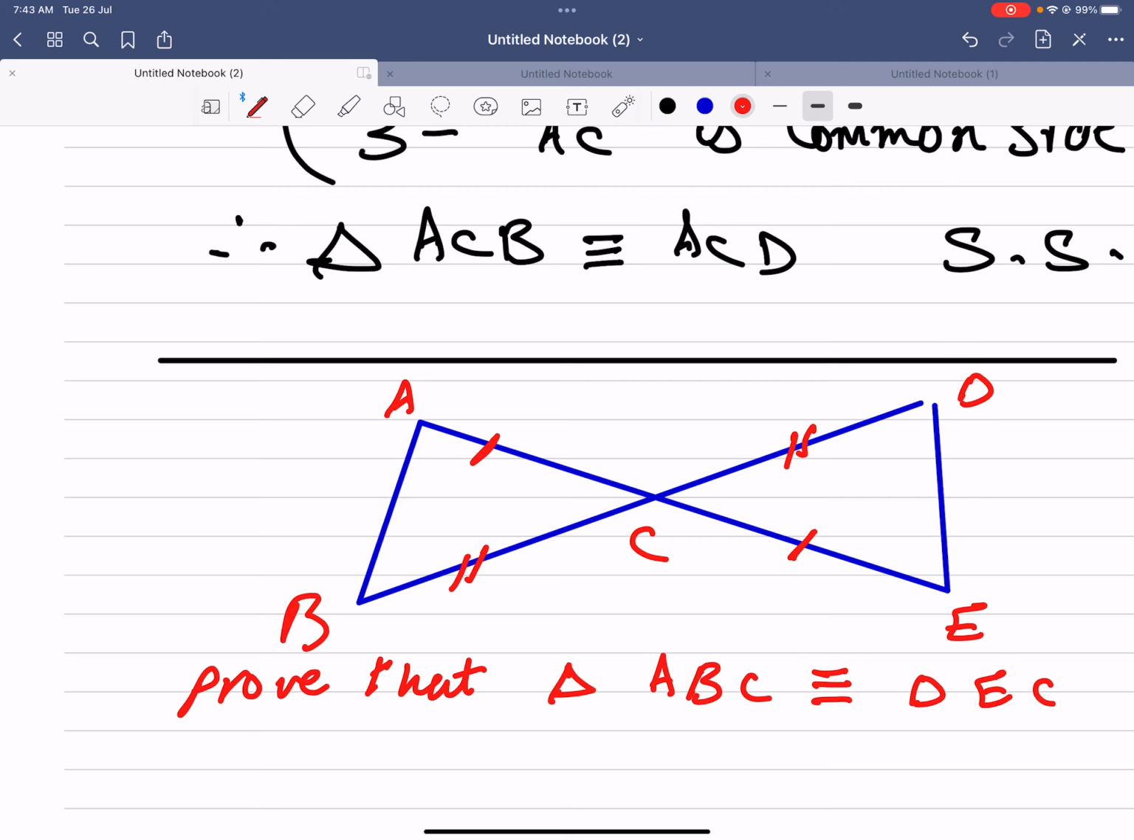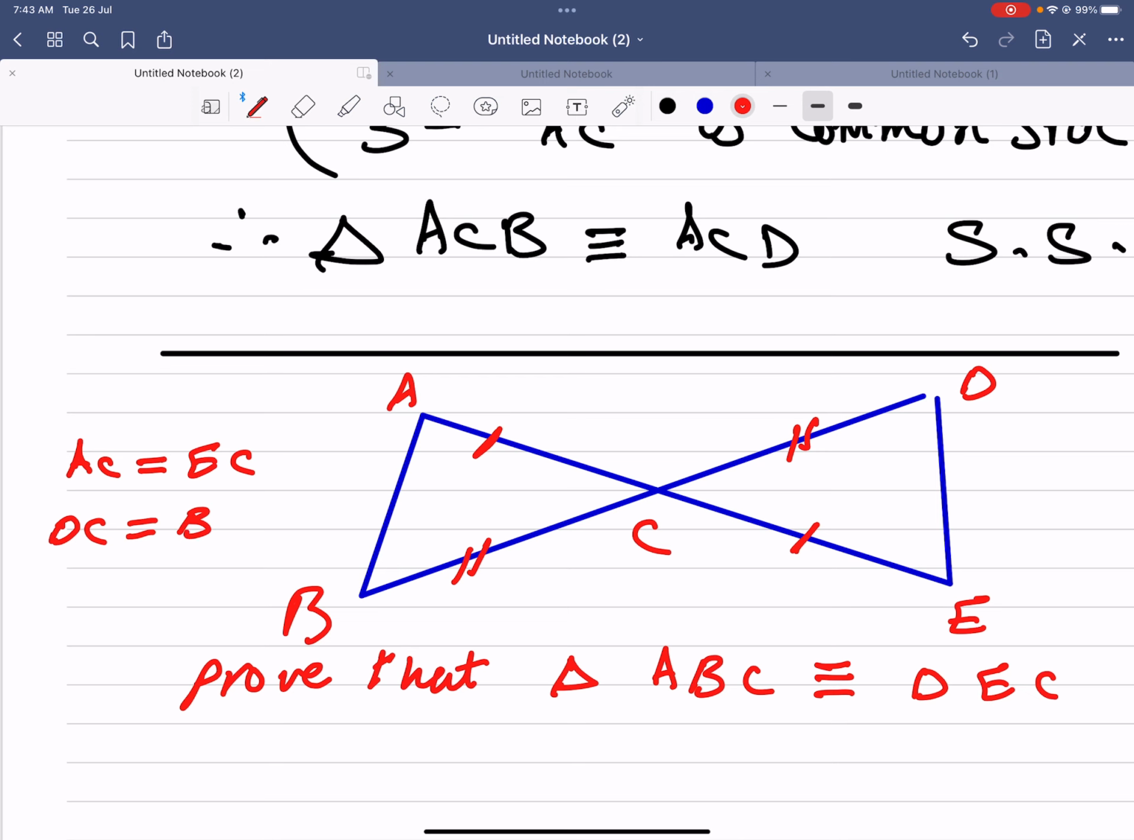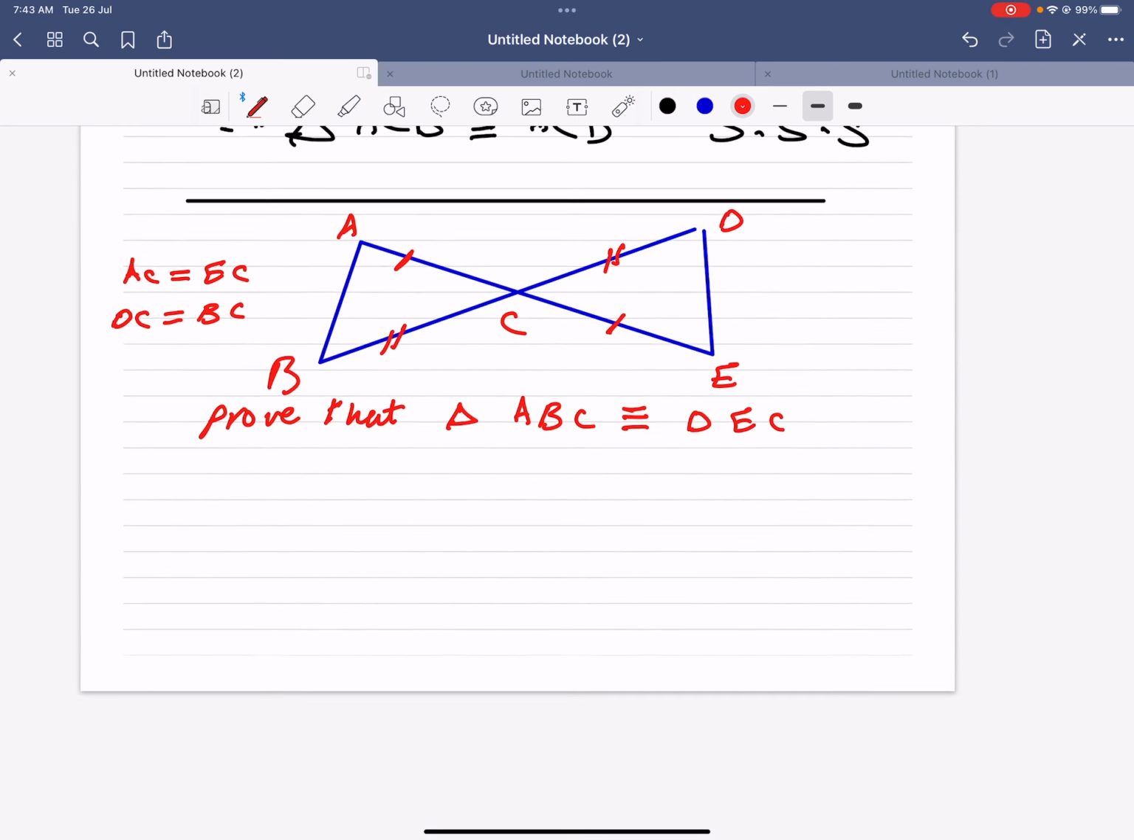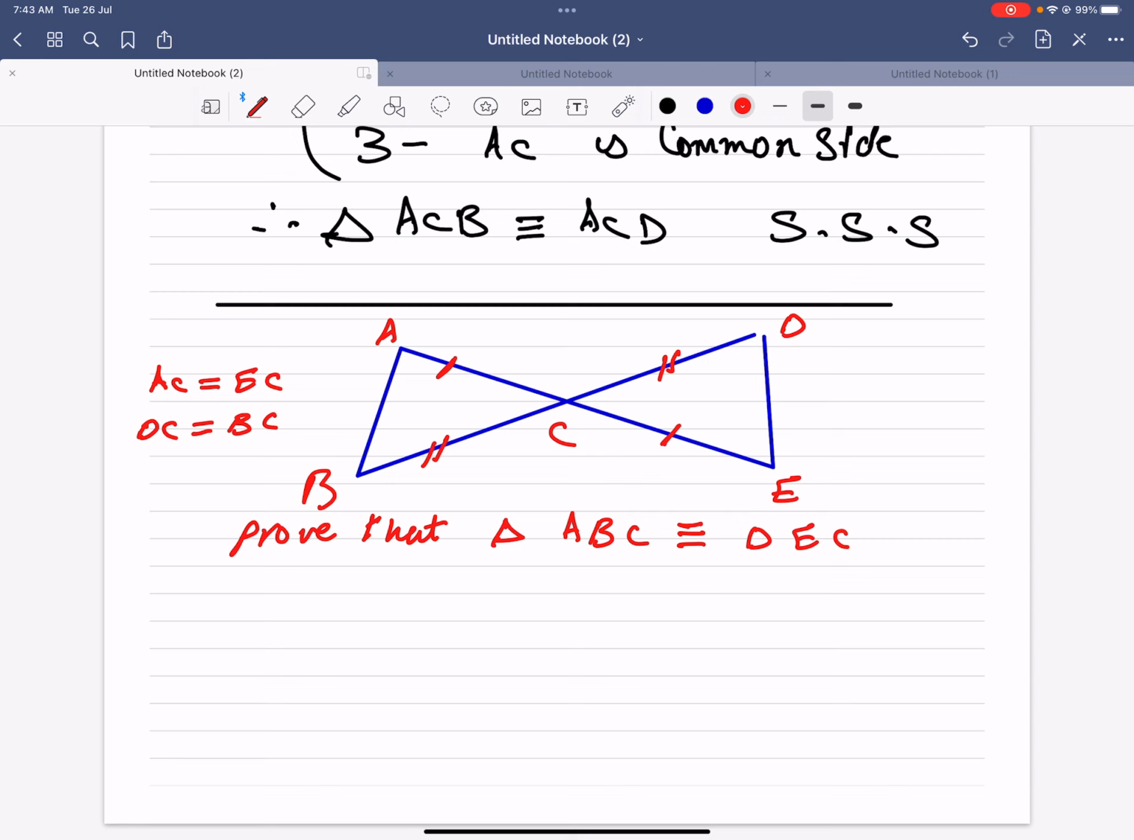And by the way, he gives you information like AC equals EC and DC equals BC. Here he gave us two pieces of information and you have to use them. The given information is on the side: AC equals EC, number 1, which I put in a rectangle, and number 2, DC equals BC. And here he asks you to prove that the triangle ABC is congruent to DEC.